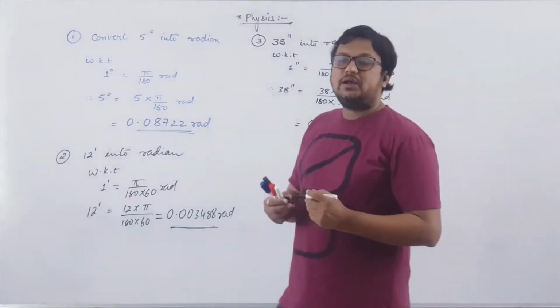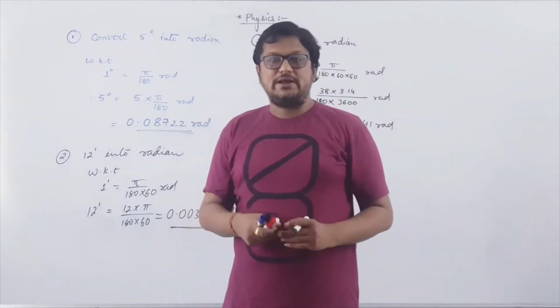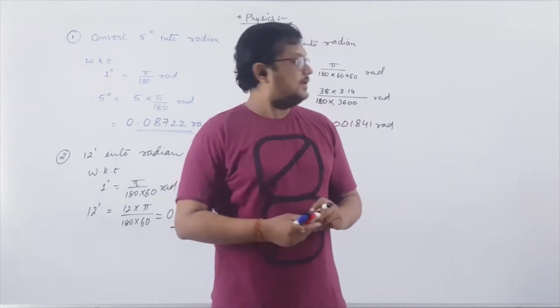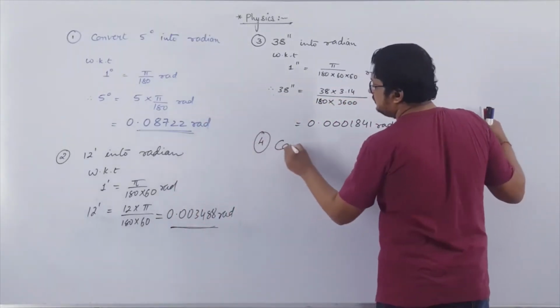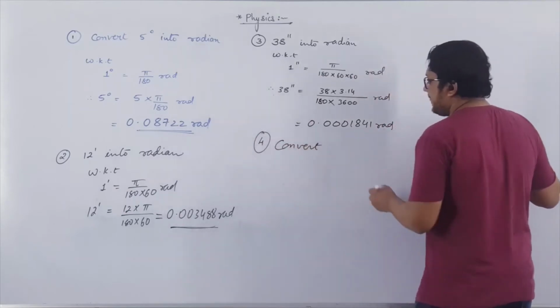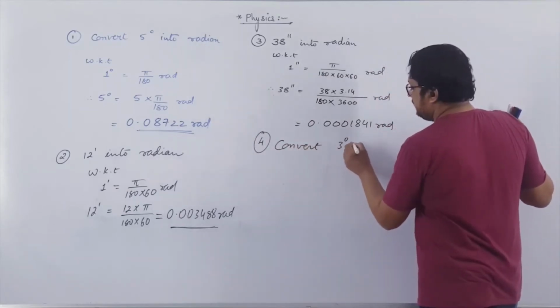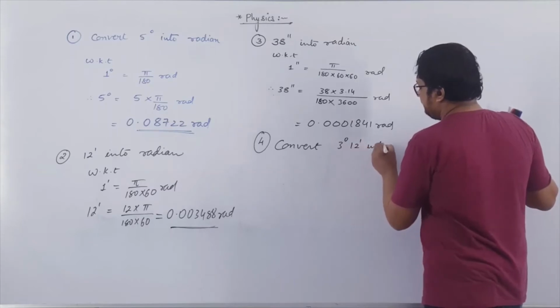Now let us take an example in which we have a combination of degree and minute. So for example, example number 4, convert 3 degree 12 minutes into radian.